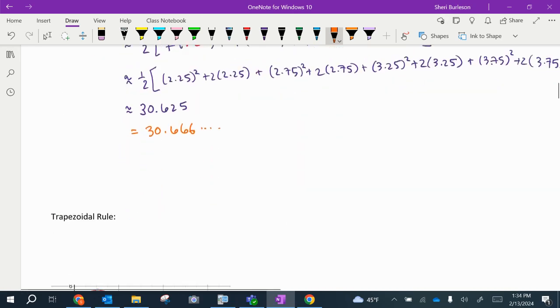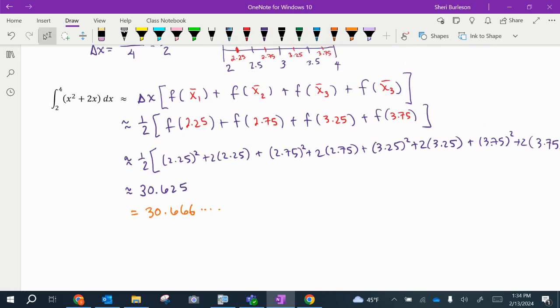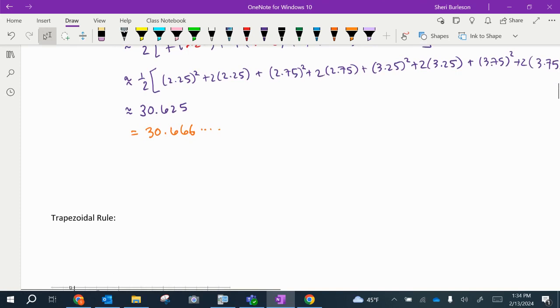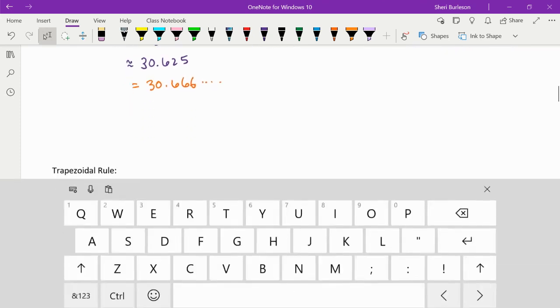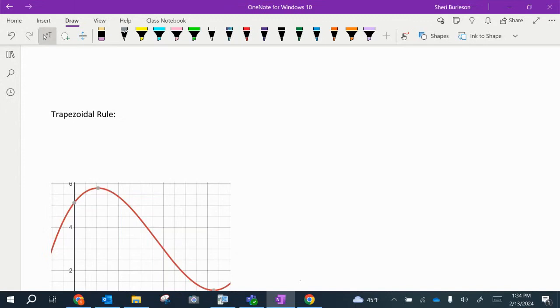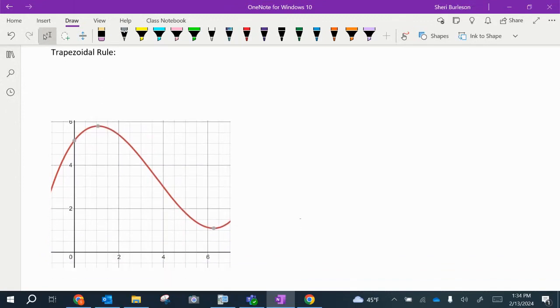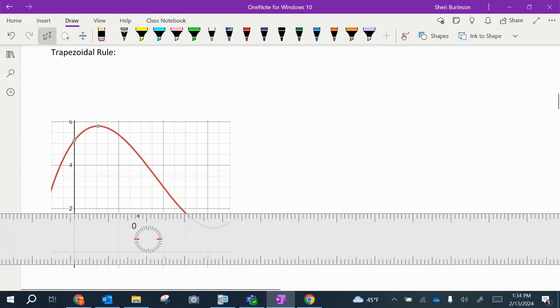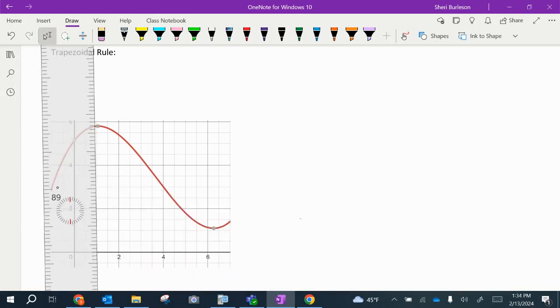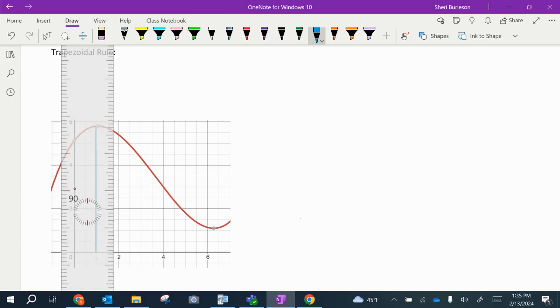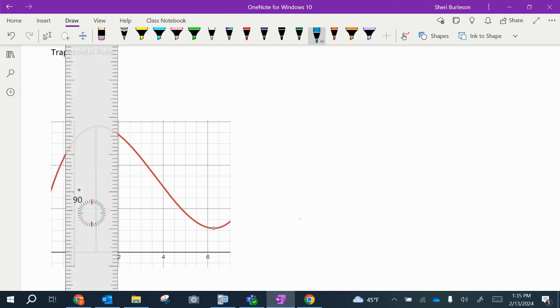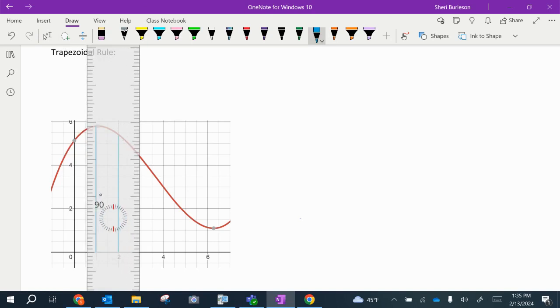The next rule that we're going to look at, because midpoint is one way that you can calculate numerical integration, or approximate integration. The other way you can do this is using the trapezoidal rule. So if I were looking here, let's say we go from 1 to 4. So at each of these endpoints, I'm going up to the function value.